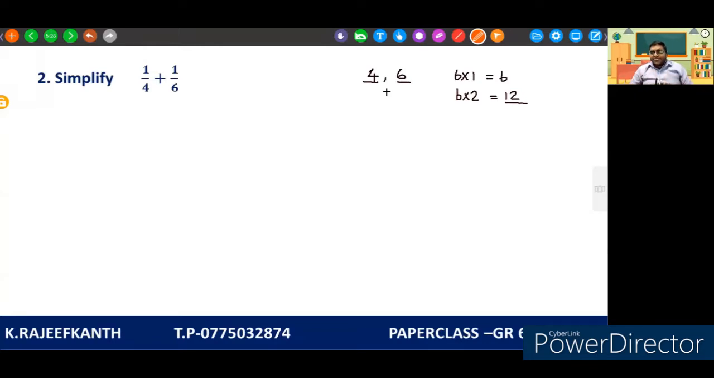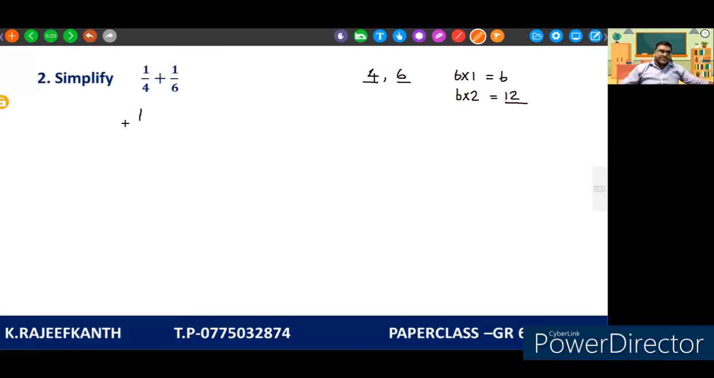How can we get the common denominator? What is that common denominator? We have to get a number. That number should be divisible by both denominators. So you have to get the number that should be the least value. So for 4 and 6, the common denominator is 12.